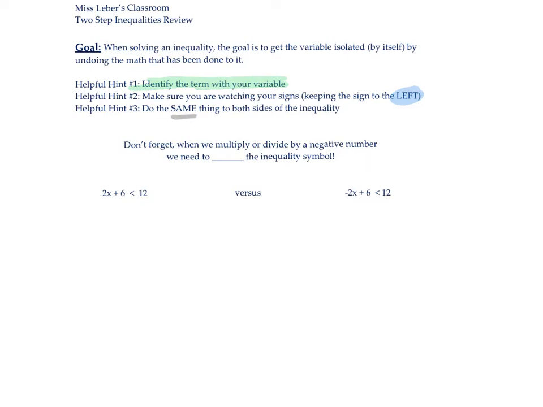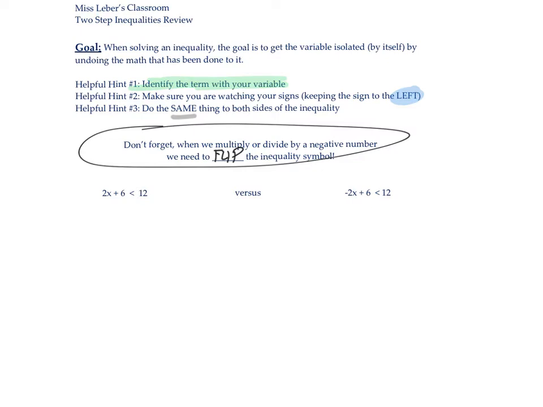But before we solve, we need to remember this thing here in the middle that says, don't forget, when we multiply or divide by a negative number, we need to flip the inequality symbol. So again, that'll come in handy when we get to our last part of our two-step inequalities.